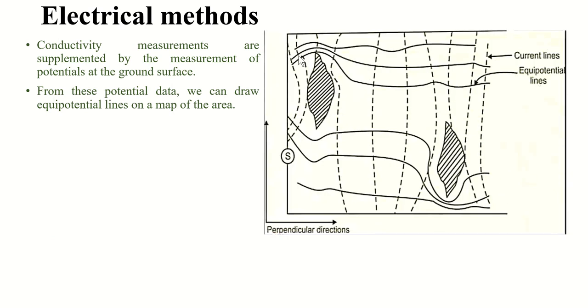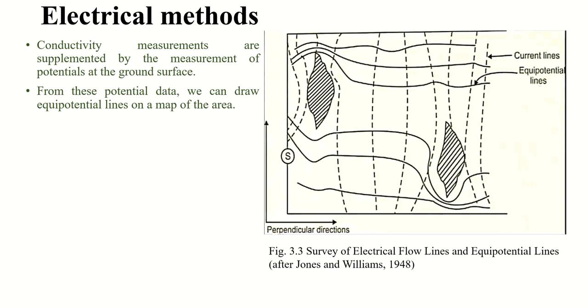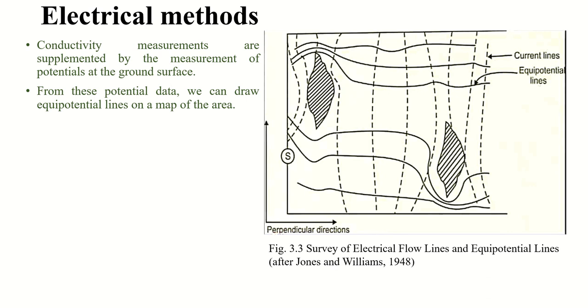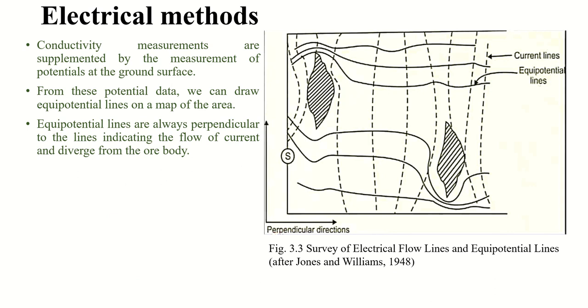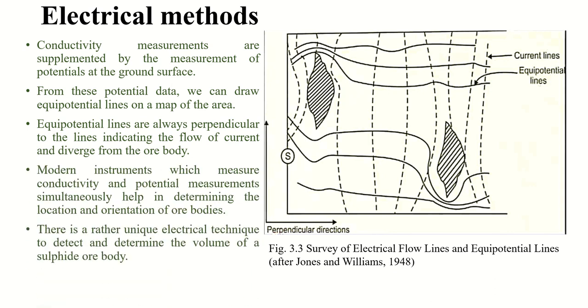Here we draw the current flow lines, and perpendicular to them we can draw the equipotential lines. The lines are always perpendicular, and if there is any ore or mineral body under the earth's surface, these lines are deflected. On the basis of this deflection we can find the volume of the ore body, and we can easily find the locations and orientations of the body.